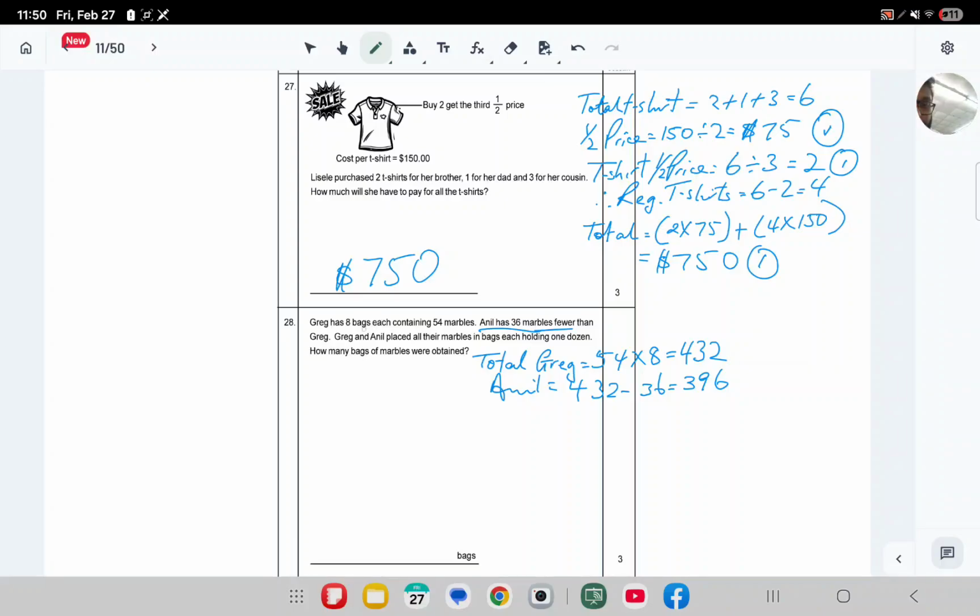From here now, they said to place their marbles in bags, each holding a dozen. So we need to calculate the total together, right? So that is 432 add 396, and that will give us a total of 828. From this total now, they put them in dozens. Dozen is 12. So to calculate the number of bags, it would be 828 divided by 12, and that should give you 69.